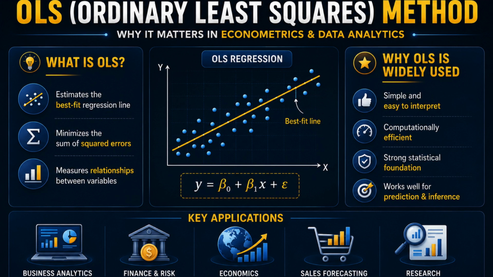The first concept we need to understand is ordinary least squares, commonly known as OLS. If you've ever studied regression, you've probably heard this term many times. But what exactly is it? Imagine you have a dataset with many observations plotted on a graph. These observations never lie perfectly on a straight line because real-world data always contains some variation. Our objective is to find one line that represents the relationship between these variables as accurately as possible. That line is called the best fit regression line, and the method used to find it is OLS.